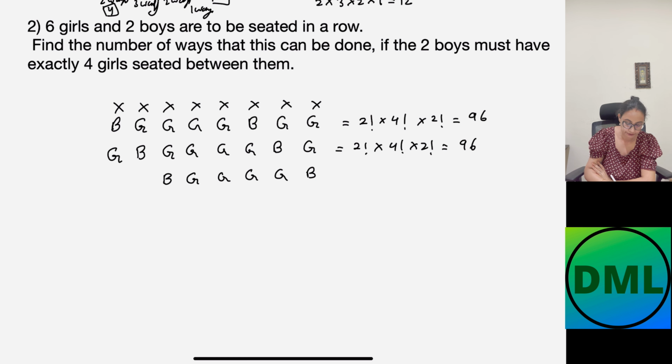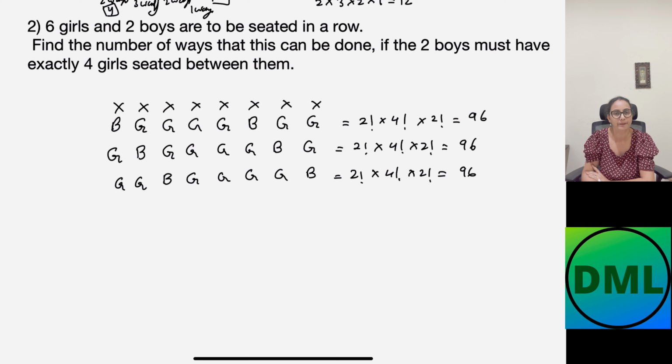In the third option, the 2 girls are here. And we have the same options. 2 boys may be arranged in factorial 2 ways. These 4 girls can be arranged in factorial 4 ways. And these 2 girls may be arranged in factorial 2 ways. Let's write on the answer here. Factorial 2 times factorial 4 times factorial 2, that will be equal to 96.